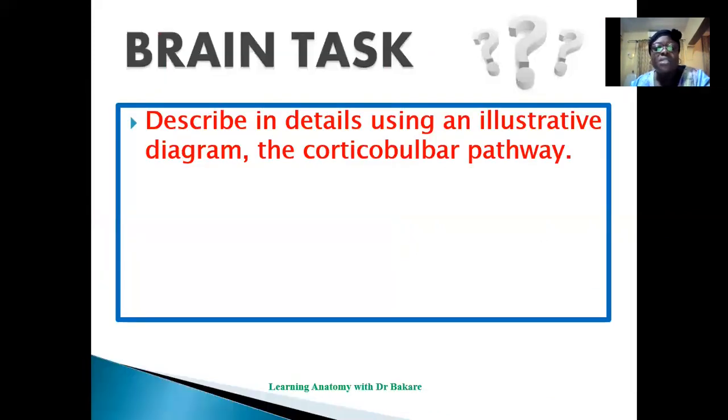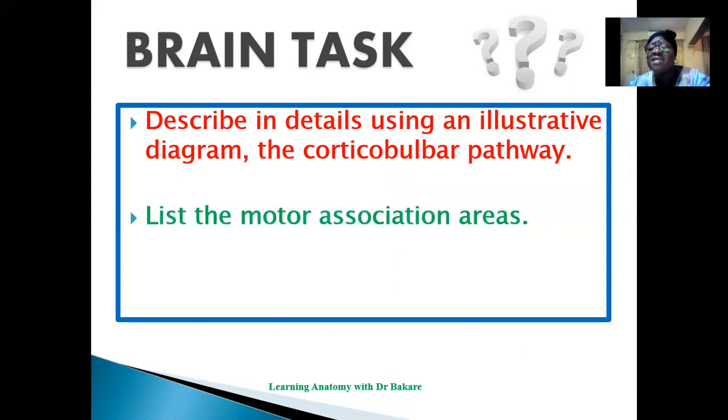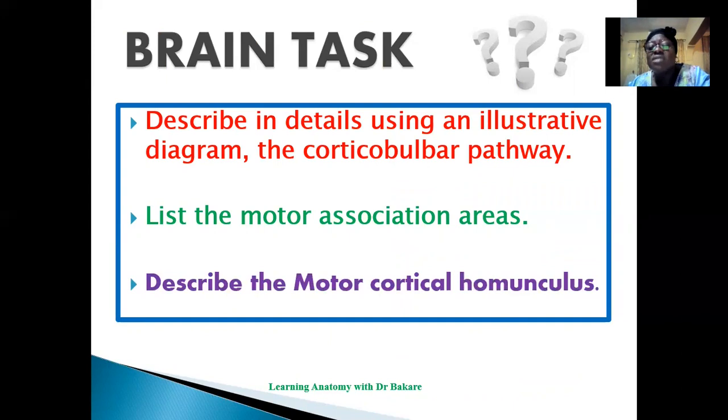So this is the brain task, and the first one says we should describe the details using an illustrative diagram of the corticobulbar pathway. We can pick one of the nuclei, we can pick the facial, the hypoglossal, the trochlear, the trigeminal, and just describe how the pathway runs. Then list the motor association areas. Which areas are referred to as the motor association areas? List them. Then the third one is to describe the motor cortical homunculus. You can also do this using an illustrative diagram.